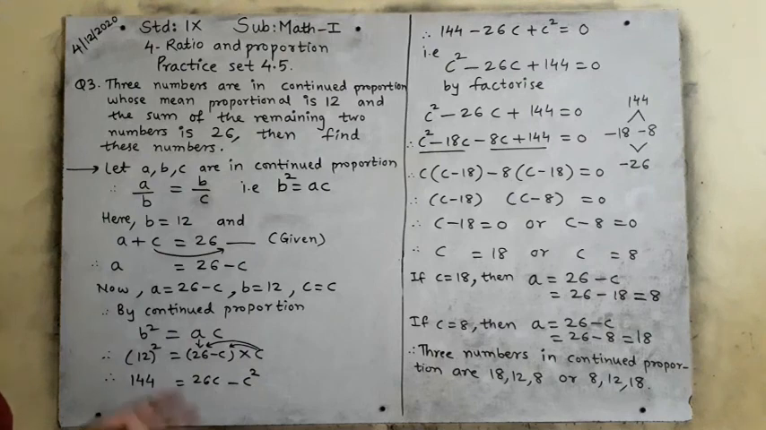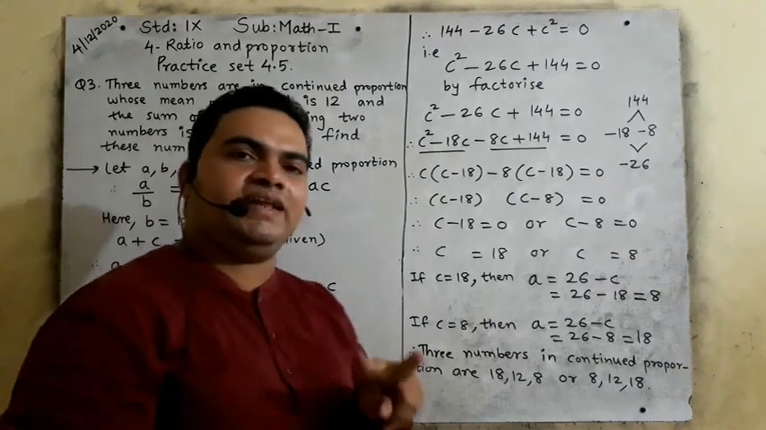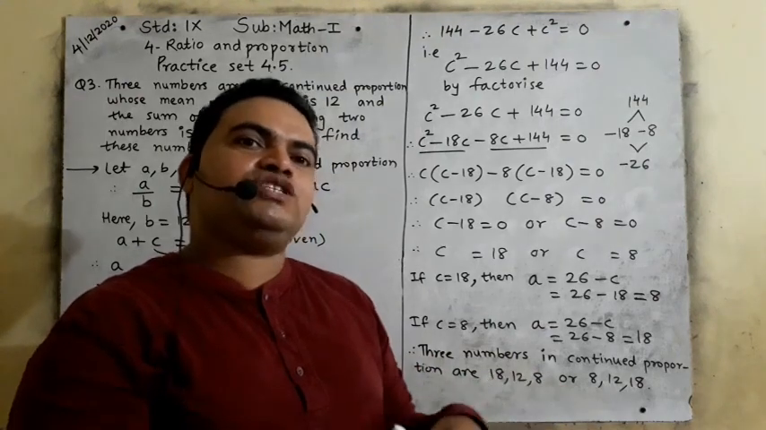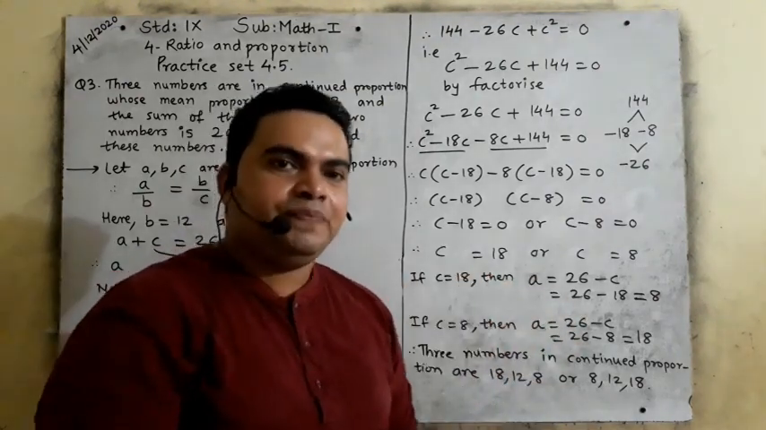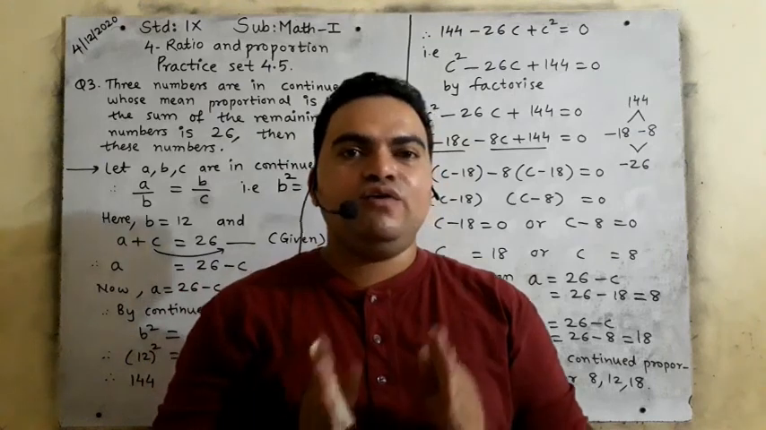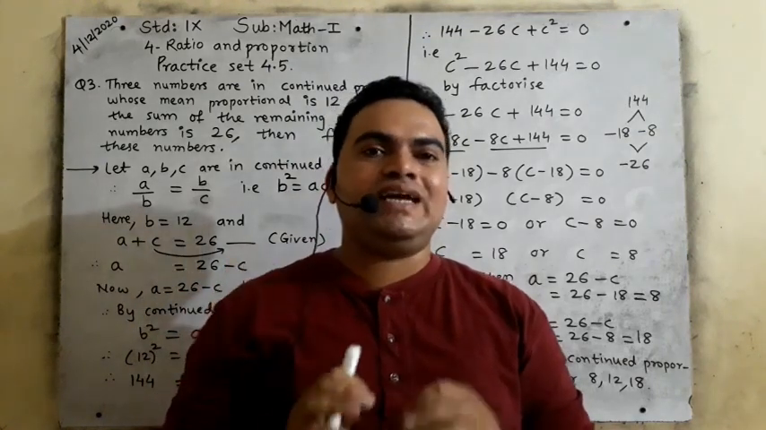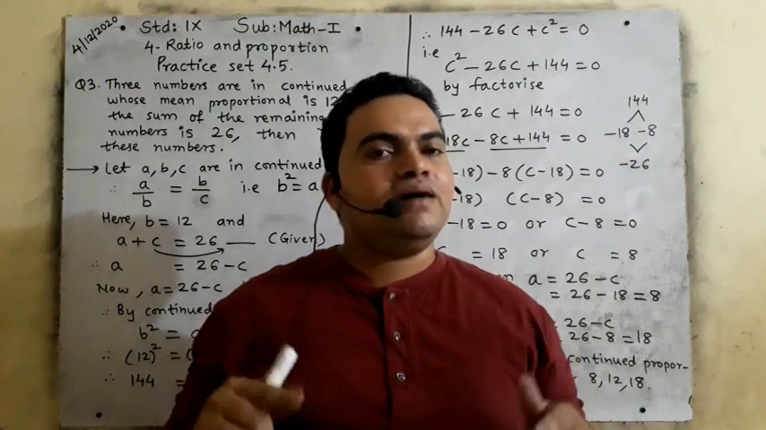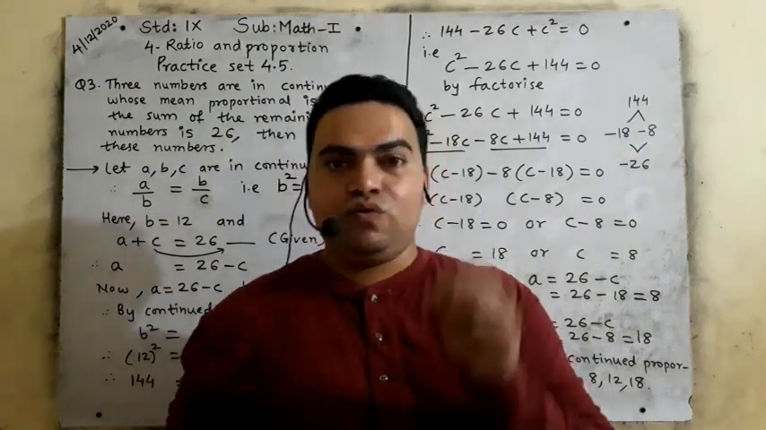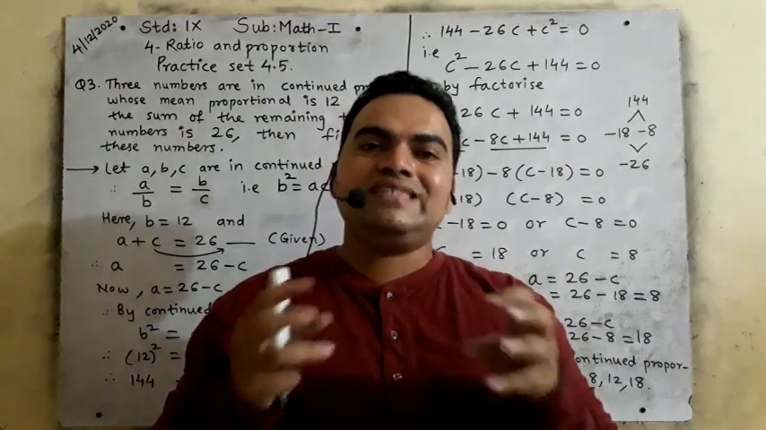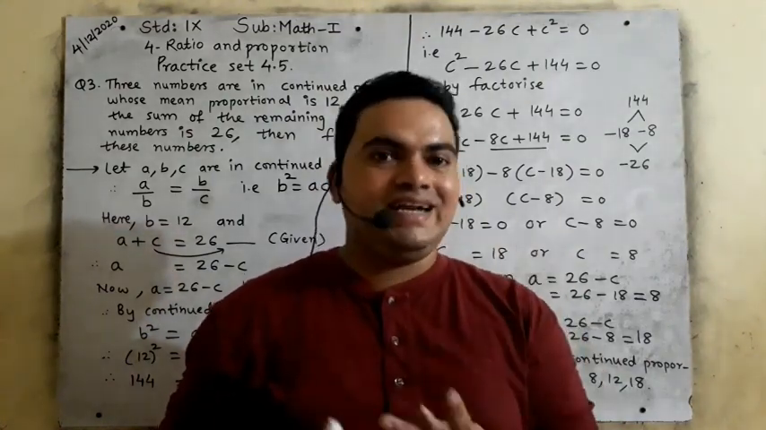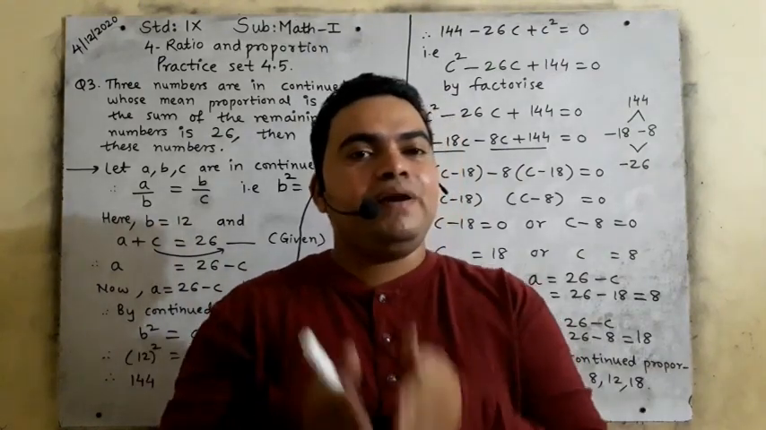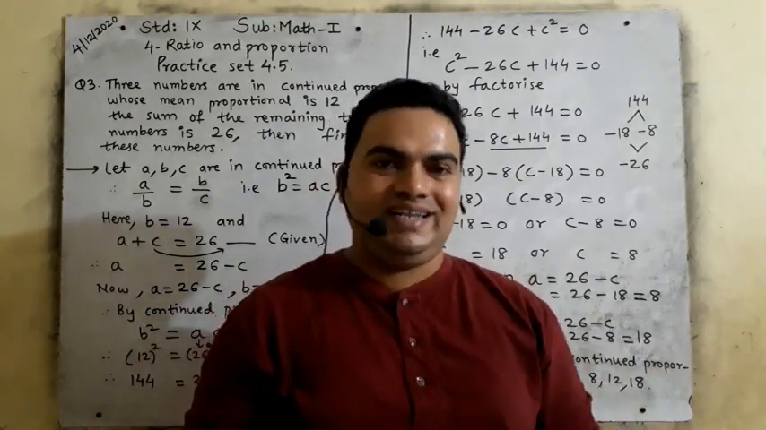Sum of the two remaining numbers. So what are the two remaining numbers? A and C. So A plus C is equal to 26. Mean proportional means the value of B, it is given in the question, that is 12, and the sum of the remaining two numbers, that is A and C. Sum means plus, that is A plus C is equal to 26.